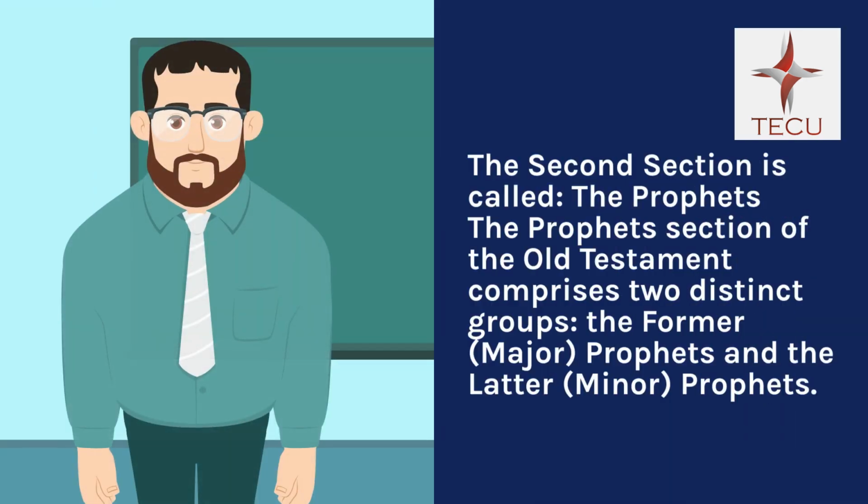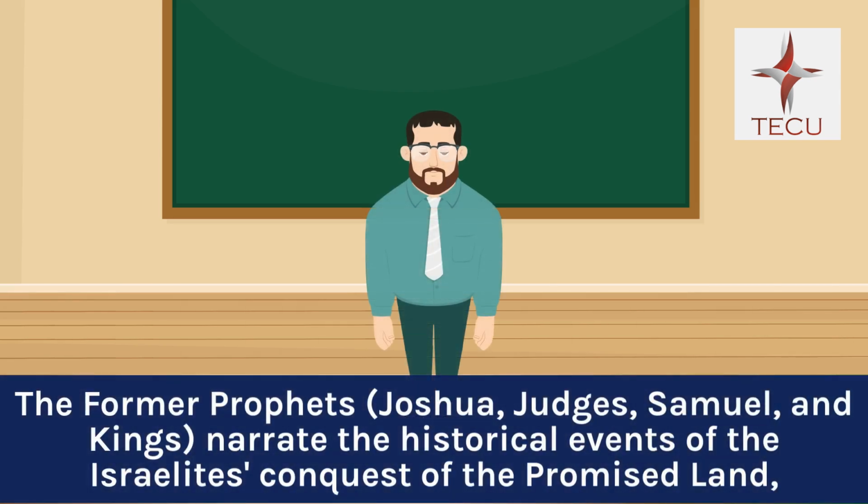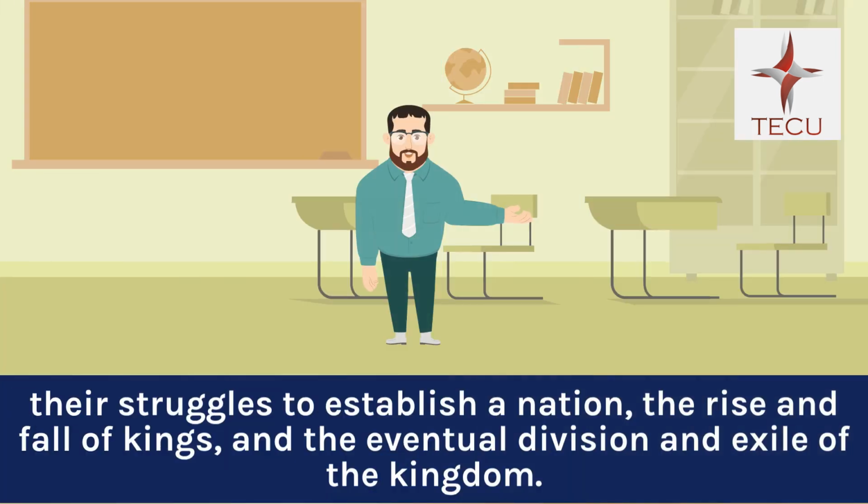The second section is called the Prophets. The Prophets section of the Old Testament comprises 2 distinct groups: the former, major prophets, and the latter, minor prophets. The former prophets, Joshua, Judges, Samuel, and Kings, narrate the historical events of the Israelites' conquest of the Promised Land, their struggles to establish a nation, the rise and fall of kings, and the eventual division and exile of the kingdom.